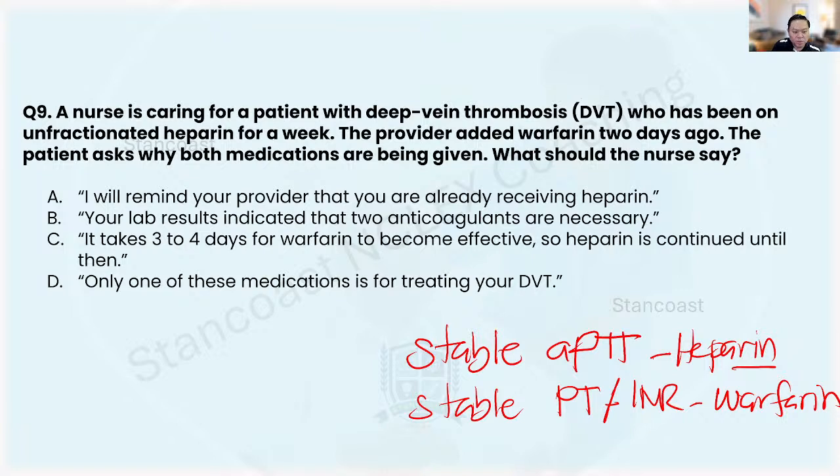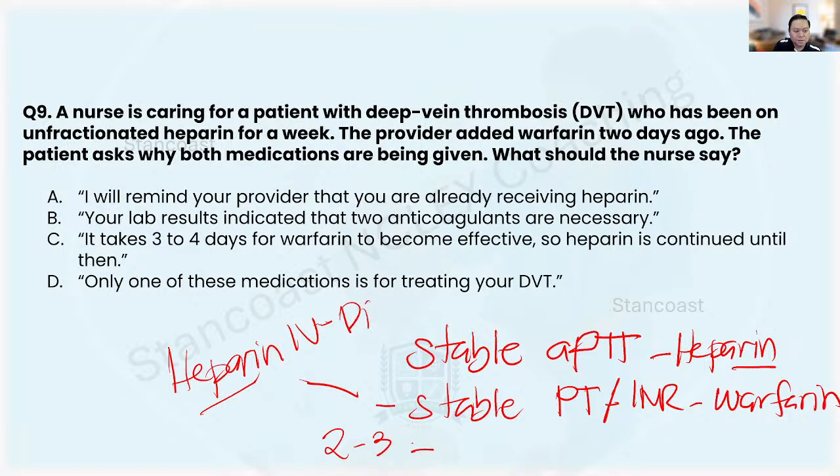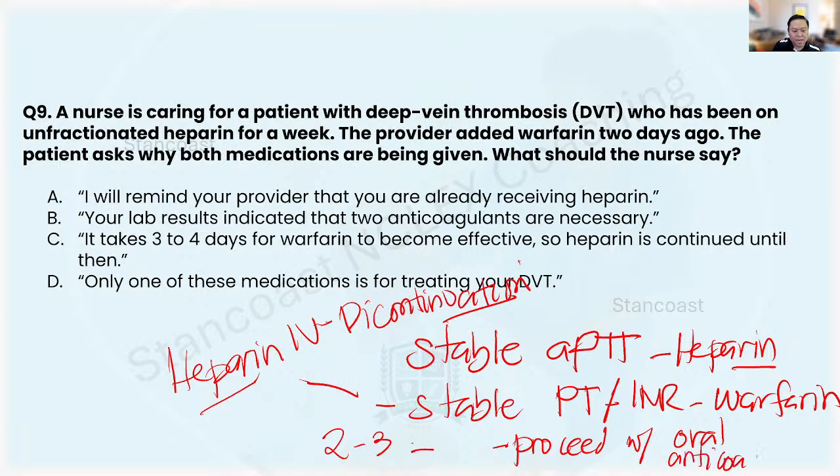Now, if the PT or the INR is already achieved, let's say 2 to 3, okay, then that's the time that the doctor will now discontinue the heparin IV. There's no need to keep giving the IV infusion because the oral anticoagulant has already kicked in. Okay, so we are going to proceed with oral anticoagulant. Okay, I hope that you can still read my handwriting.